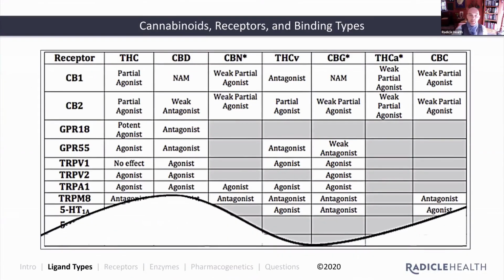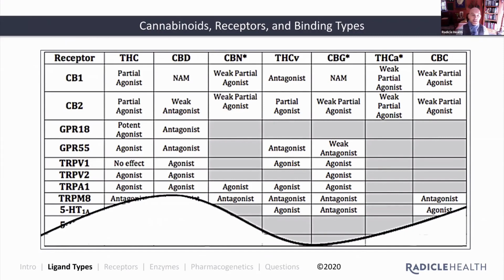Some of this may seem somewhat arcane, and you might be thinking, why do I need to know about ligand binding types? But it's actually critical if you're to understand how cannabinoids work in the body, because cannabinoids have a specific therapeutic effect depending on what receptor they bind with and how they bind to that receptor.